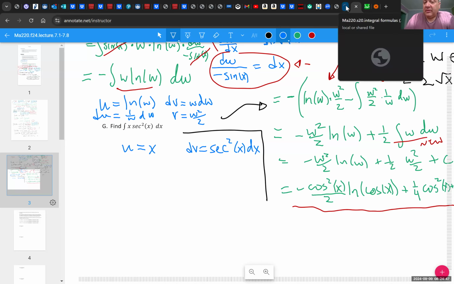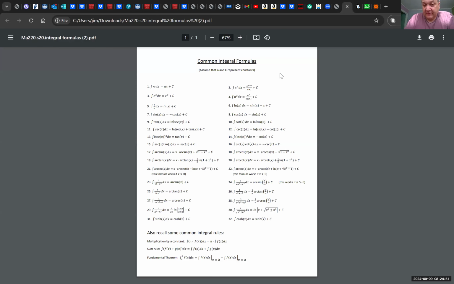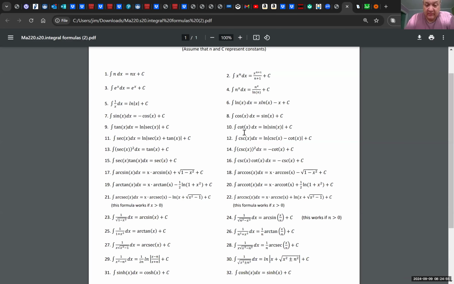Please have your table of integrals somewhere nearby. It's hard to remember all of the integral formulas. And it turns out that the antiderivative of secant squared is one of our typical formulas. For me, it is number 11 on this list. The integral of secant x squared is tangent x. And you may remember from derivatives that the derivative of tangent x is secant squared. So the antiderivative of secant squared is back to tangent x.